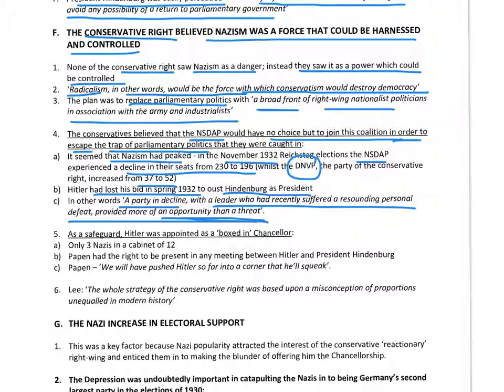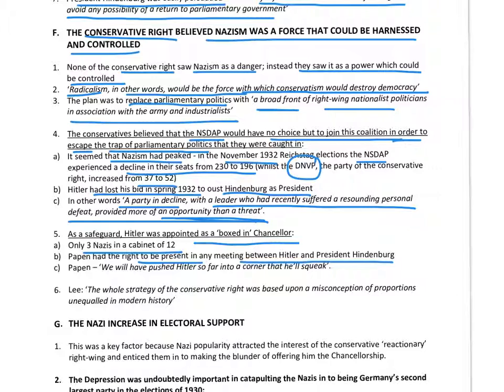Bring them in. We can harness that energy, we can control them, because they're past their strength, but they're still powerful and popular. So as a safeguard, the deal was, when Papen presented that plan to Hindenburg, in Papen's mind, Hitler would be a boxed-in chancellor. So only 3 Nazis in a cabinet of 12. Papen had the right to be present in any meeting between Hitler and President Hindenburg.